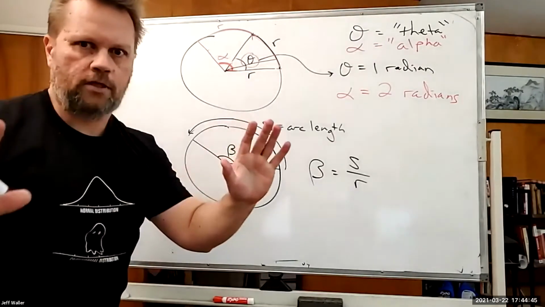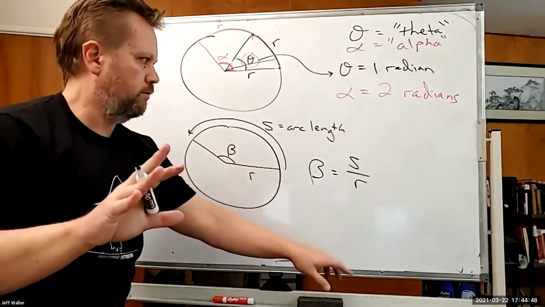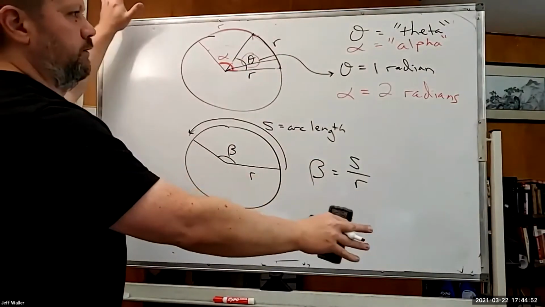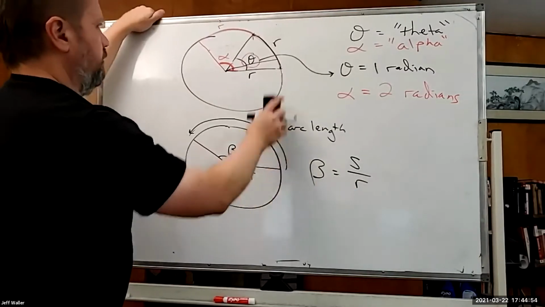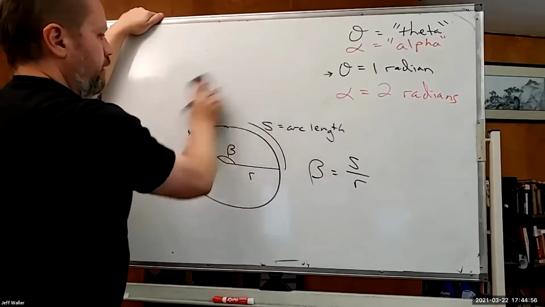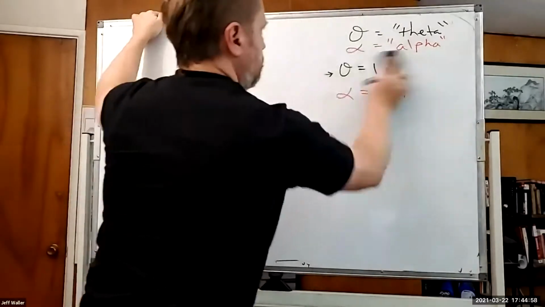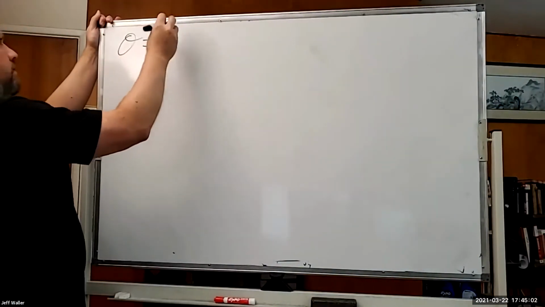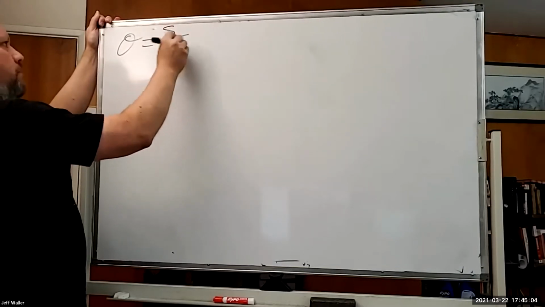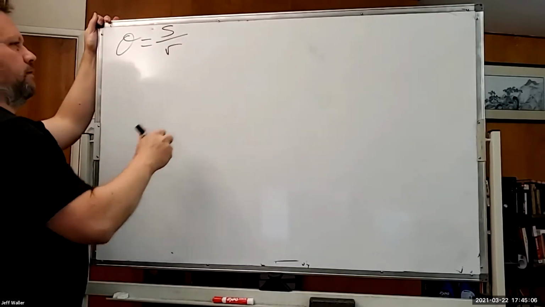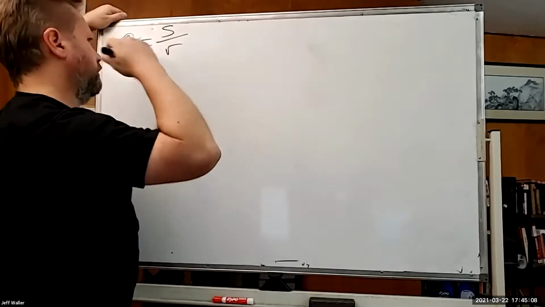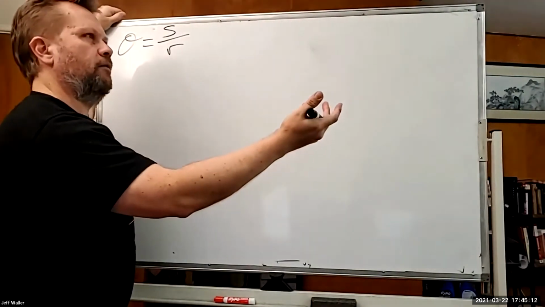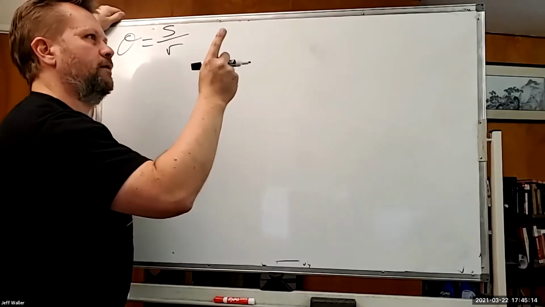Okay. Neat. Now let me erase all this and start fresh. This is a big one. I'm going to rewrite that more generally. So now we know the angle measure in radians is the arc length divided by how big a radius is, right?